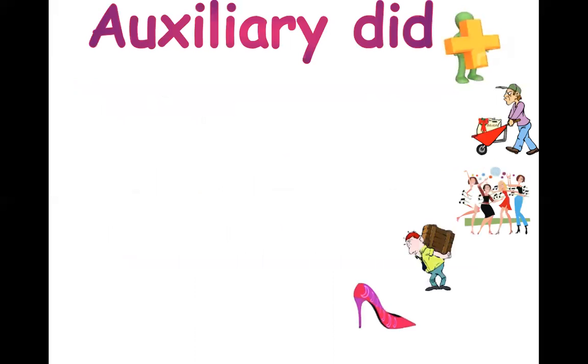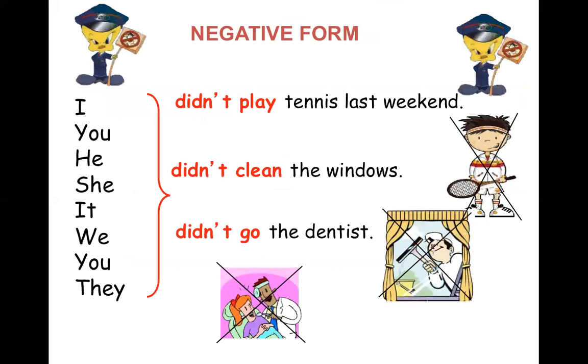Auxiliary did. Do you remember the auxiliary did? Did is the past of do. Negative form. I didn't play tennis last weekend. Did is the same for any person. You use did or didn't for any question. For example, you didn't clean the windows. We didn't go to the dentist. Okay?